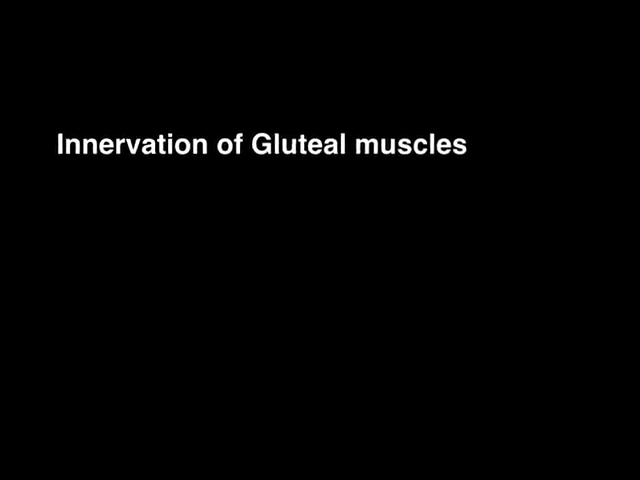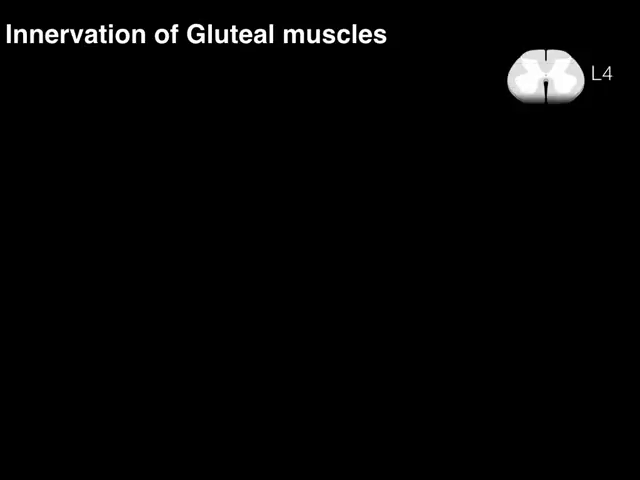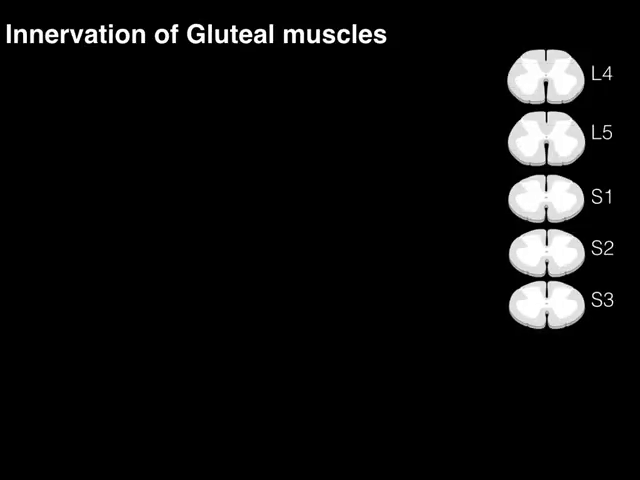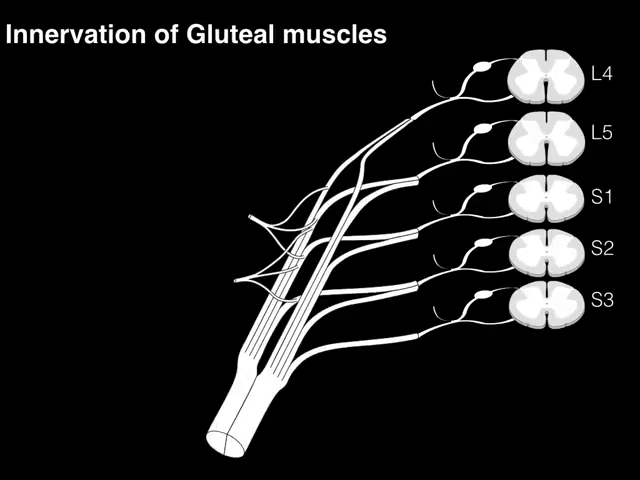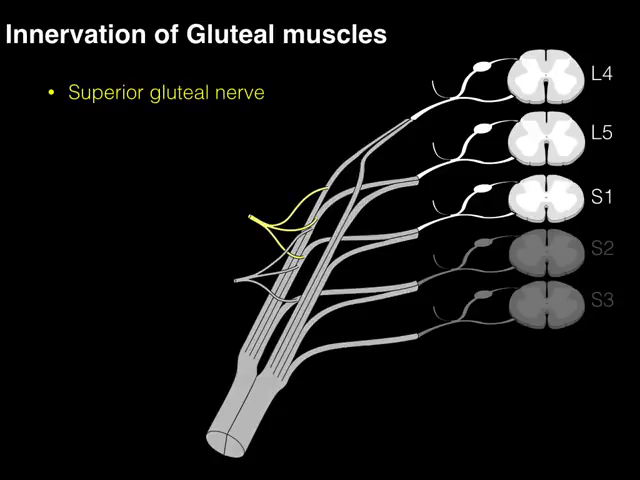Now, what is the innervation of these gluteal muscles? Well, the innervation of gluteal muscles arises from the sacral plexus. So there's L4 to S3 spinal cord levels. There's our ventral rami, or the spinal nerves coming off, and then there's the sacral plexus. We're going to be focusing on the superior and inferior gluteal nerves. There's our superior gluteal nerves that come from L4, L5, and S1.